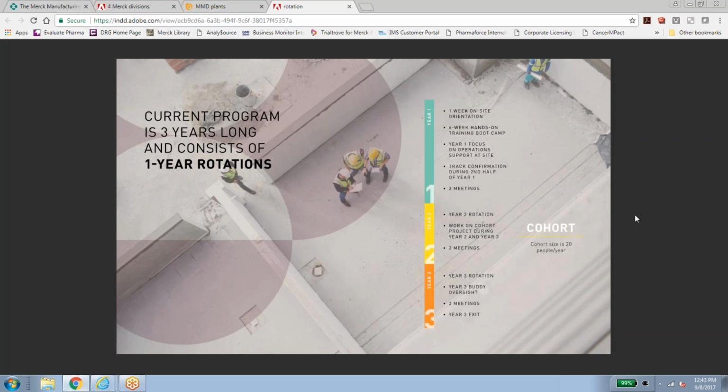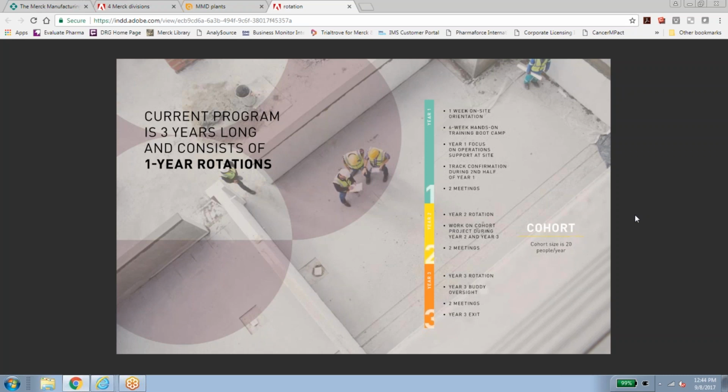So for the year 1 program members, the first thing that happens is you'll attend an on-site orientation. And immediately following this on-site orientation, you'll go directly into a 6-week hands-on training boot camp.